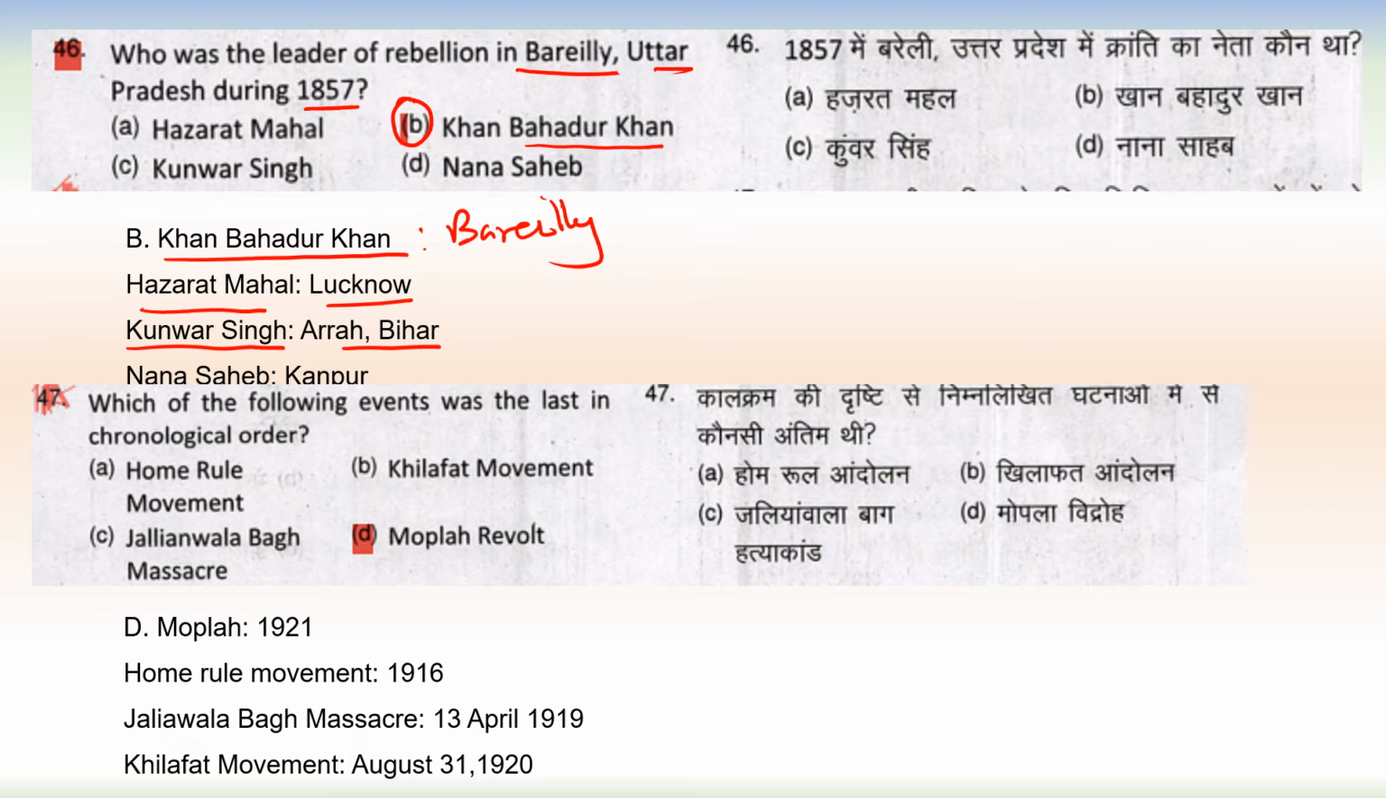Next one. Which of the following events was the last in chronological order? Home Rule Movement. So this was started in 1916. Khilafat Movement, 1920. Jallianwala Bagh Massacre. So this happened in 1919. Mopla Revolt happened in 1921. In this way, option D is the last among all these. So option D is correct here.